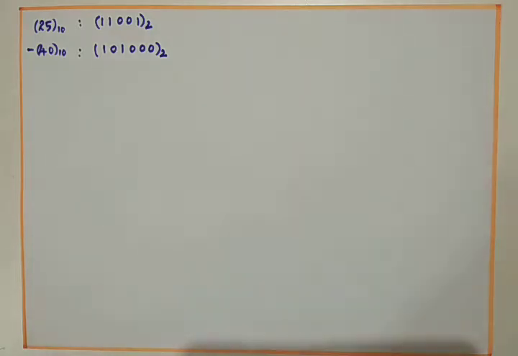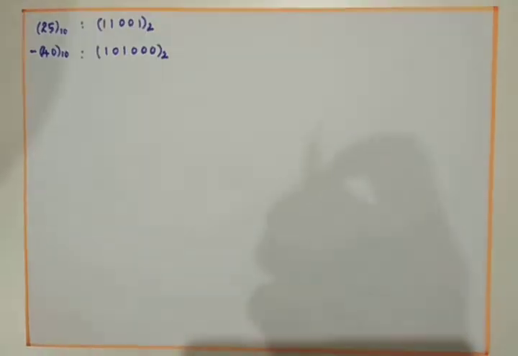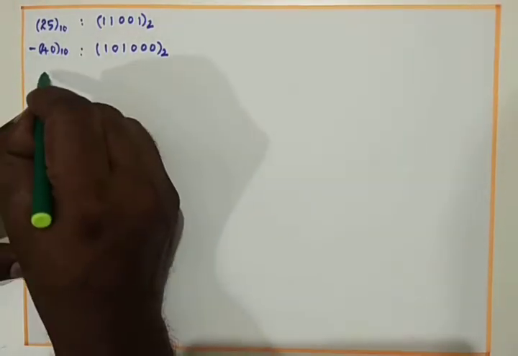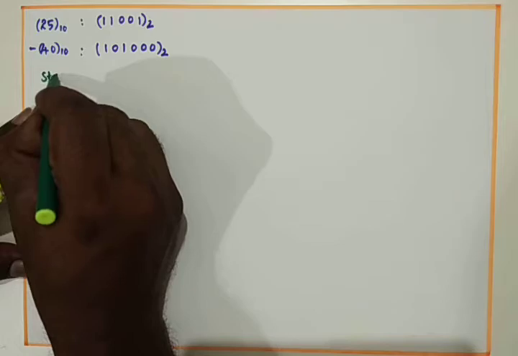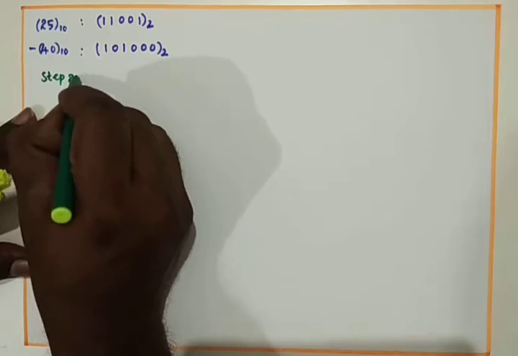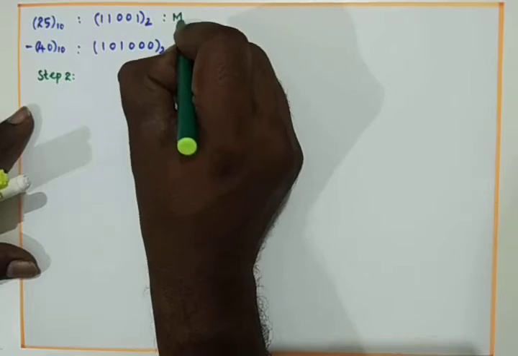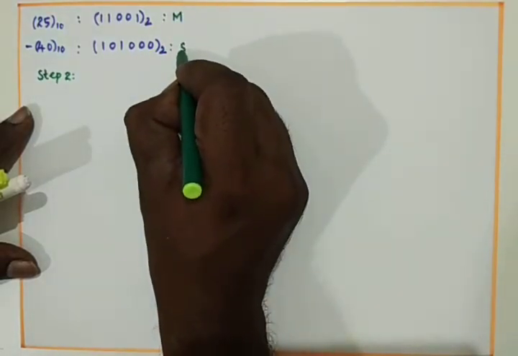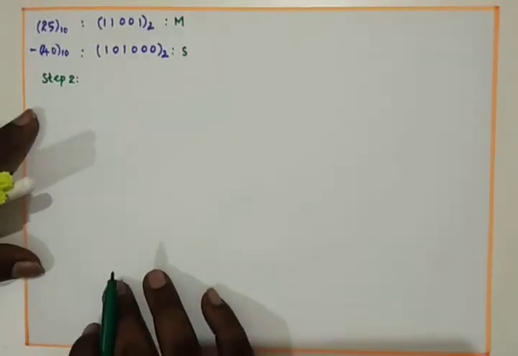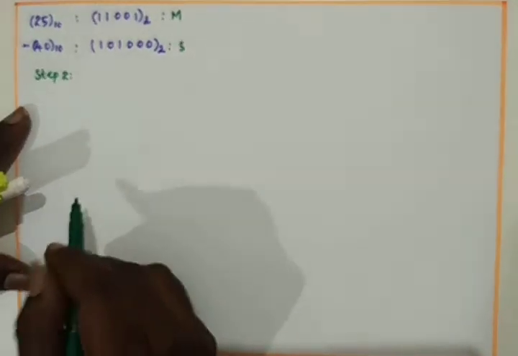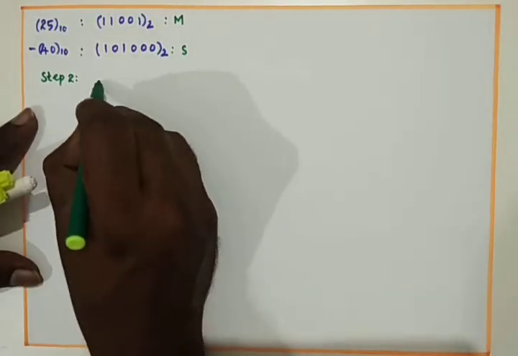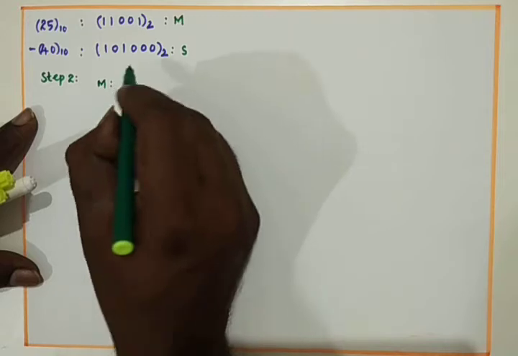What is step 2? Step 2 is nothing but we have to take the complement of a subtrahend. This is a minuend and this is a subtrahend. Take the subtrahend now. The minuend is as it is.